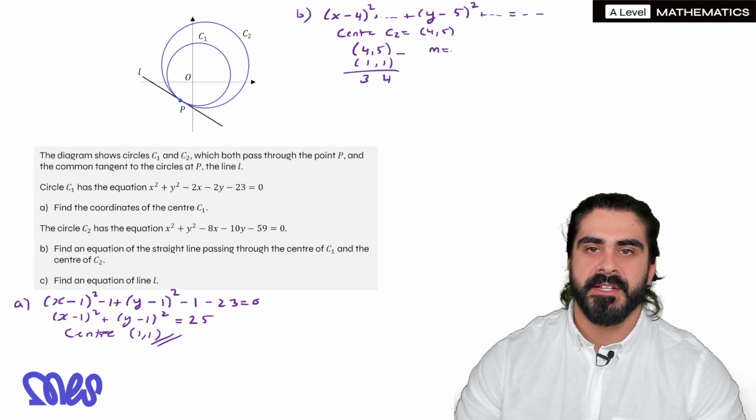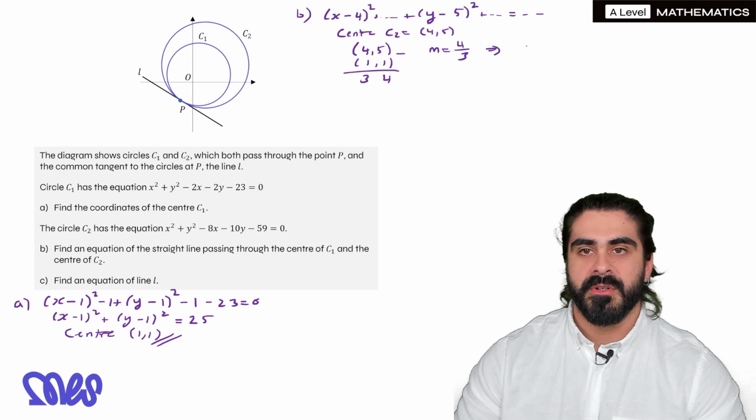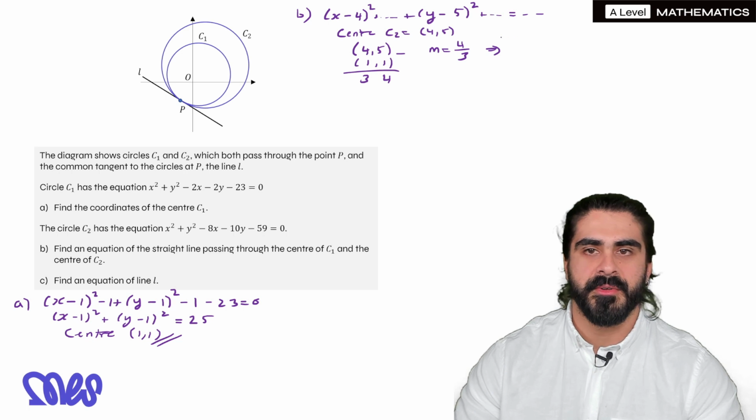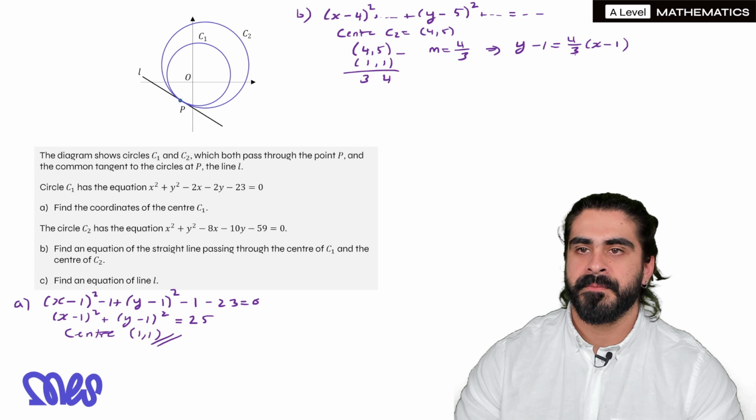So the gradient then is the change in y over the change in x. Then we're going to do y minus y1. We can pick any coordinate we want. I think (1, 1) is easier, right? So y minus 1 equals 4/3 times (x minus 1).